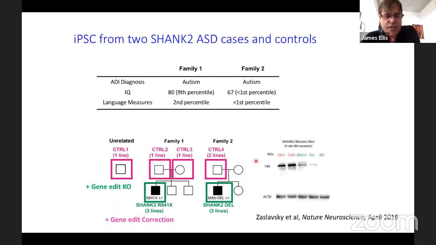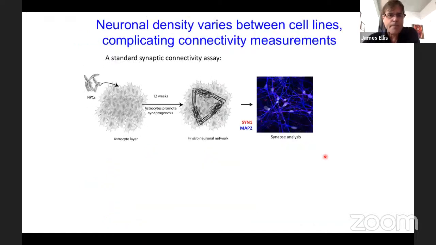When we differentiate these through neural progenitor cells and into neurons, what you can see is the control cells are expressing normal amounts of SHANK2. The probands are expressing about half, and that homozygous knockout is not expressing SHANK2 at all.